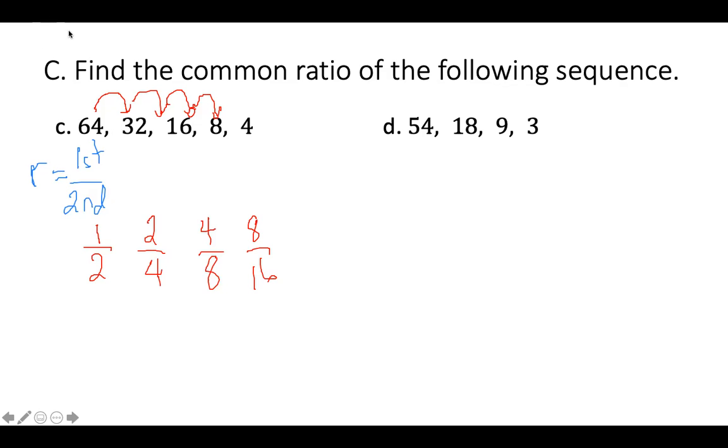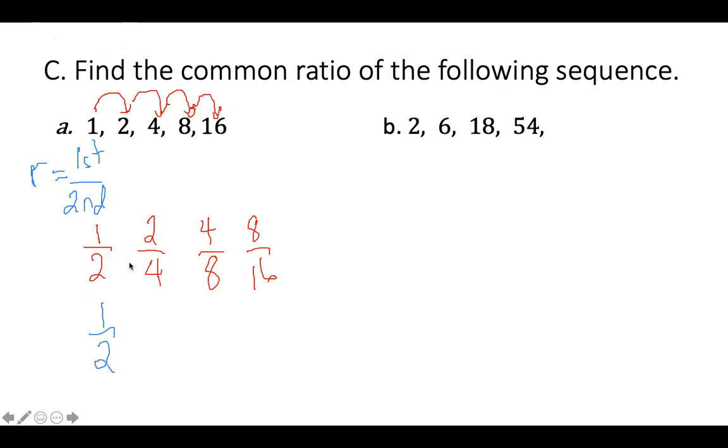Wait, let me go back to the given problem. Ayan. So, ulitin ko. Ang 1/2 ay hindi na pwedeng ma-simplify kasi simplified na siya. Wala na tayong ma-divide dyan. Ang 2/4, pwede natin i-divide both numerator and denominator by 2. So this becomes 1 over 2. Ang 4/8 naman, pwede natin i-divide by 4, both numerator and denominator. So 4 divided by 4 is 1. 8 divided by 4 is equal to 2.